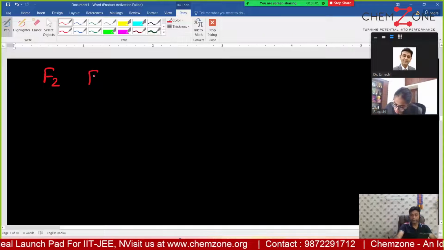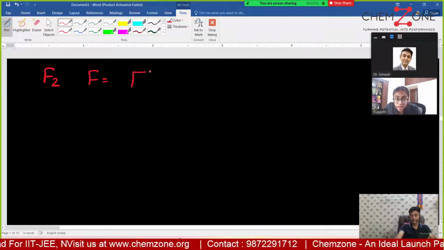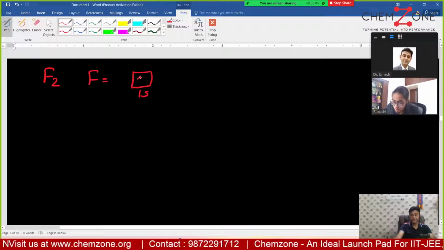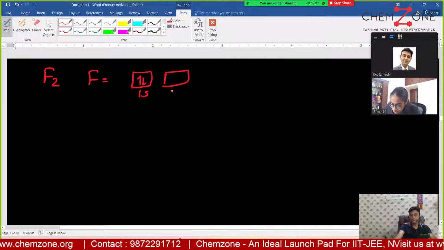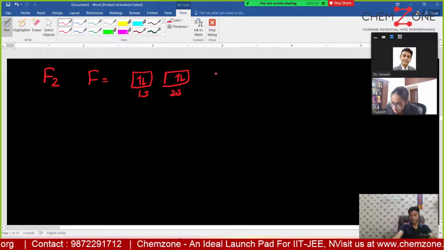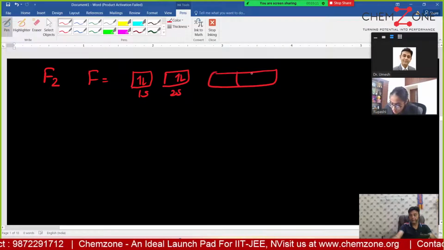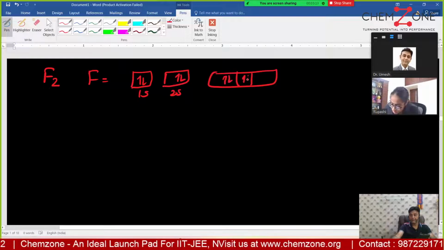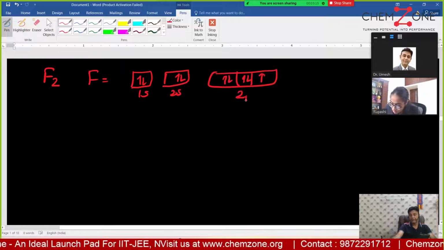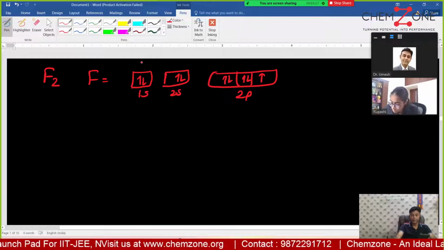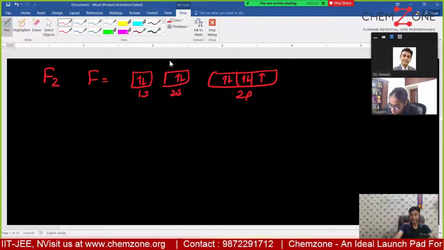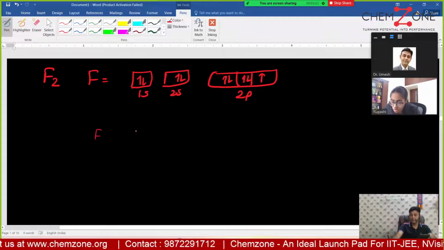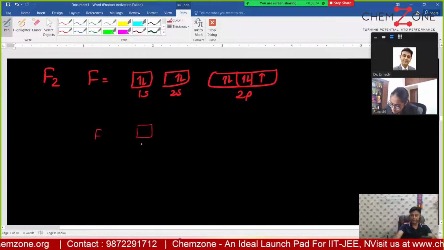Fluorine, atomic number 9. Electronic configuration 1s2, 2s2, and 2p5. It has one unpaired electron. Got it? The second fluorine atom also has the same electronic configuration.